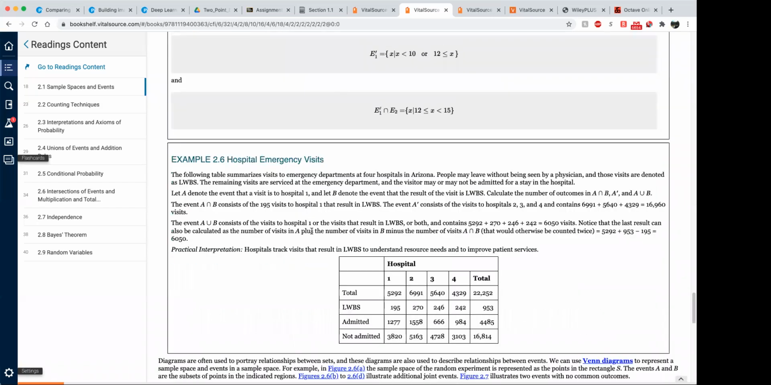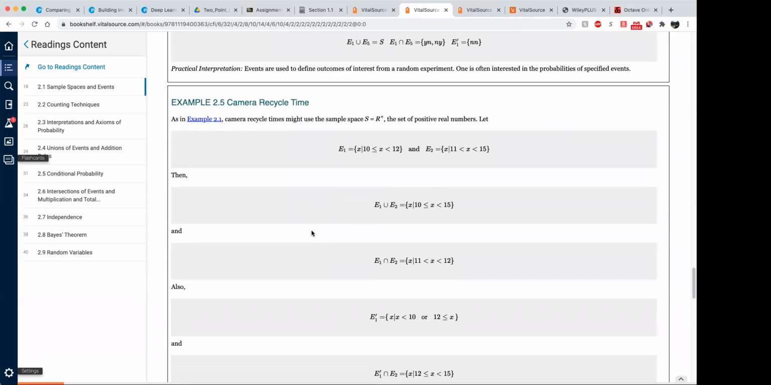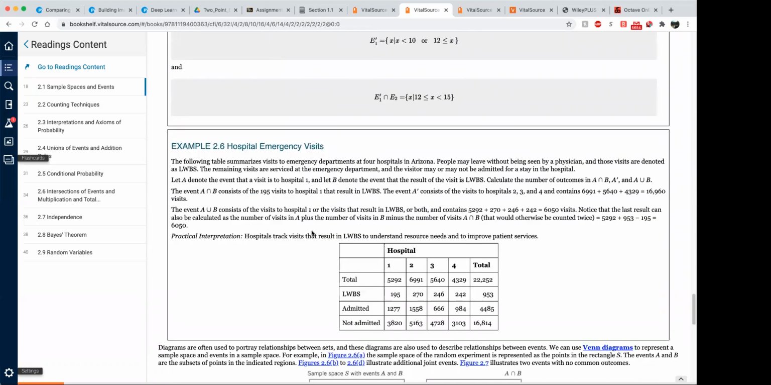So 2.5, let me skip that example. Okay, so please read example 2.5 by yourself. Okay, and then we're going to move to example 2.6.